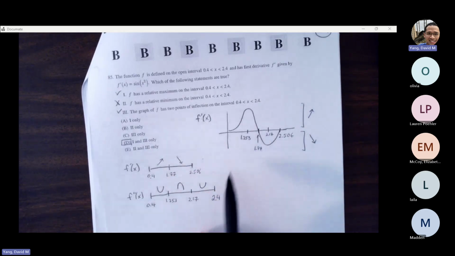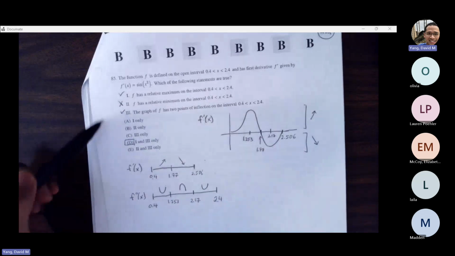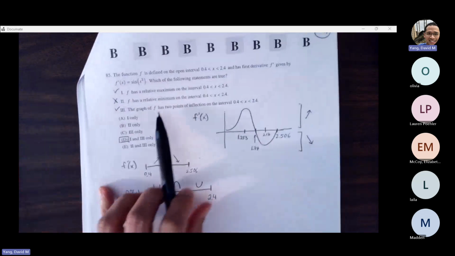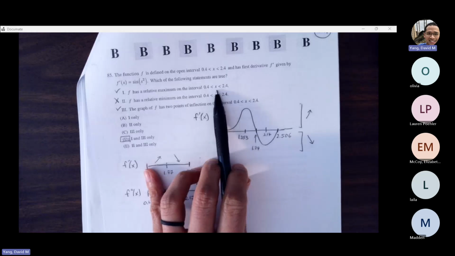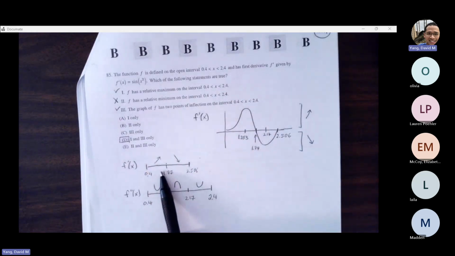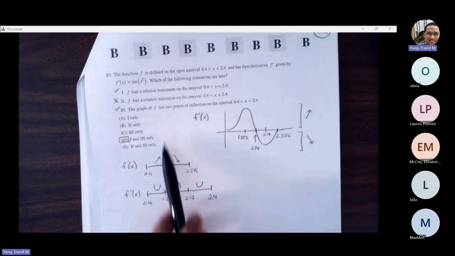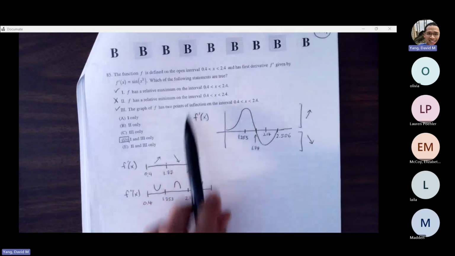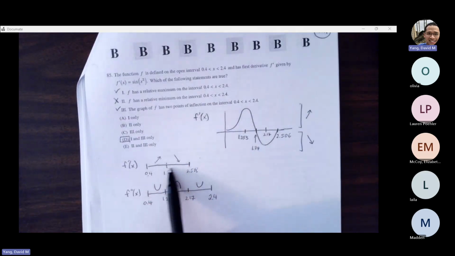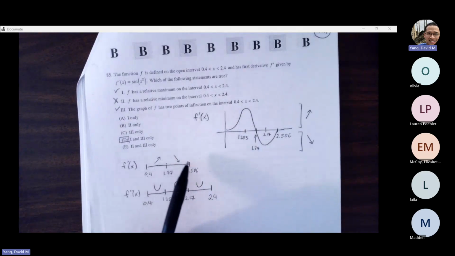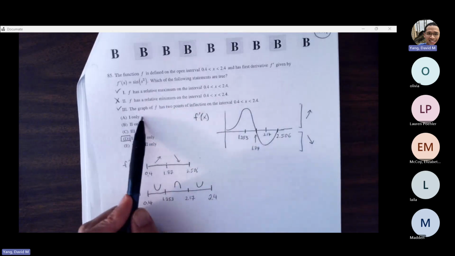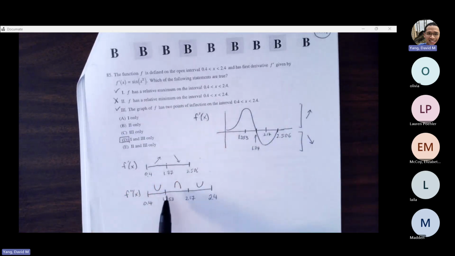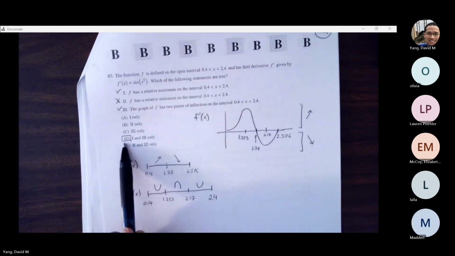So if I can have this slope and concavity sign line in front of me, I can narrow down my choices a lot quicker. There's a relative max from 0.4 to 2.4. That is definitely true. There's a relative min from 0.4 to 2.4. There's no relative min because we would need a decreasing followed by an increasing. 2 points of inflection. We do see 2 points of inflection. Concave up to concave down, that's 1 point of inflection. Concave down to concave up, another point of inflection. So answer choice D.